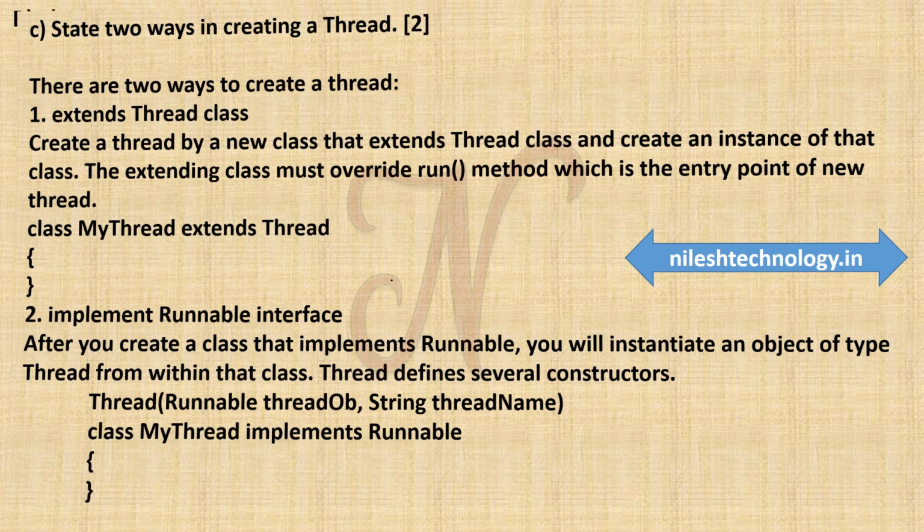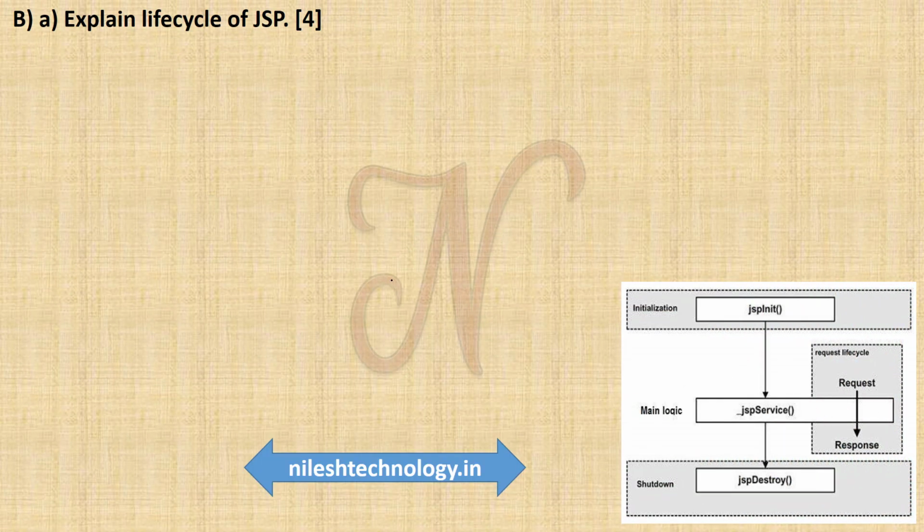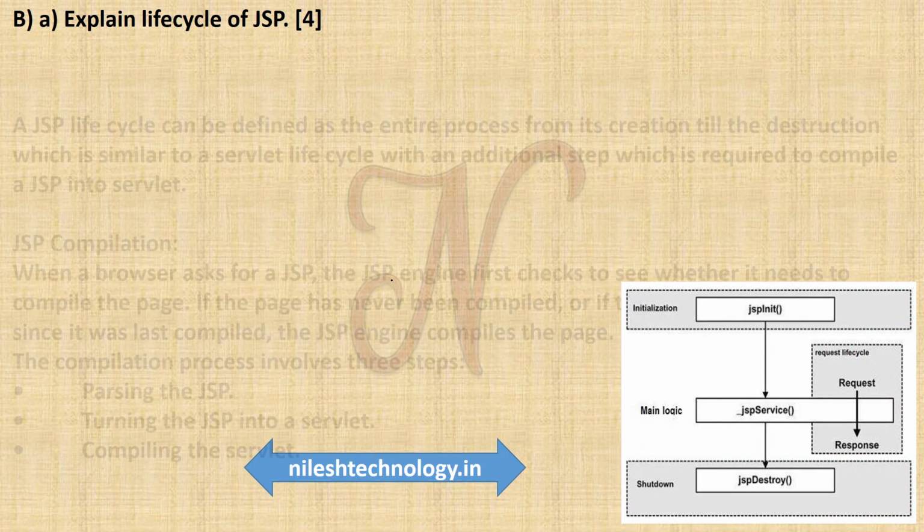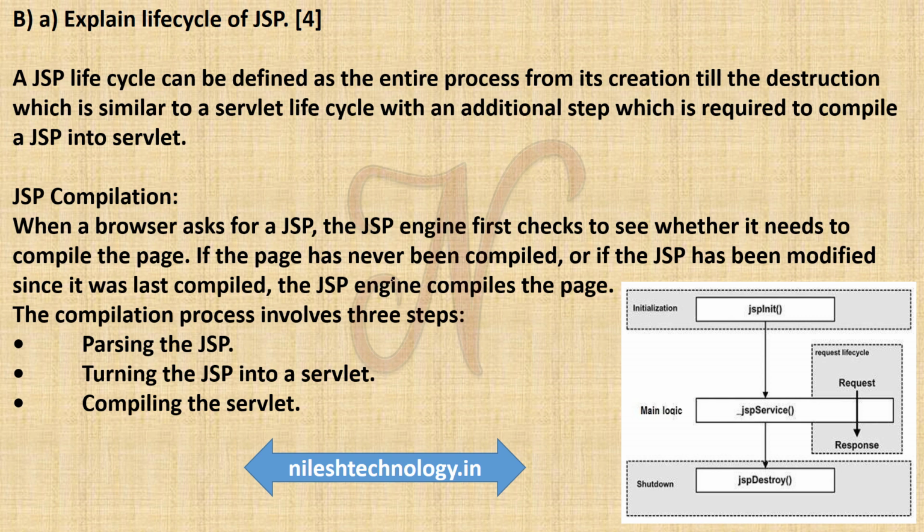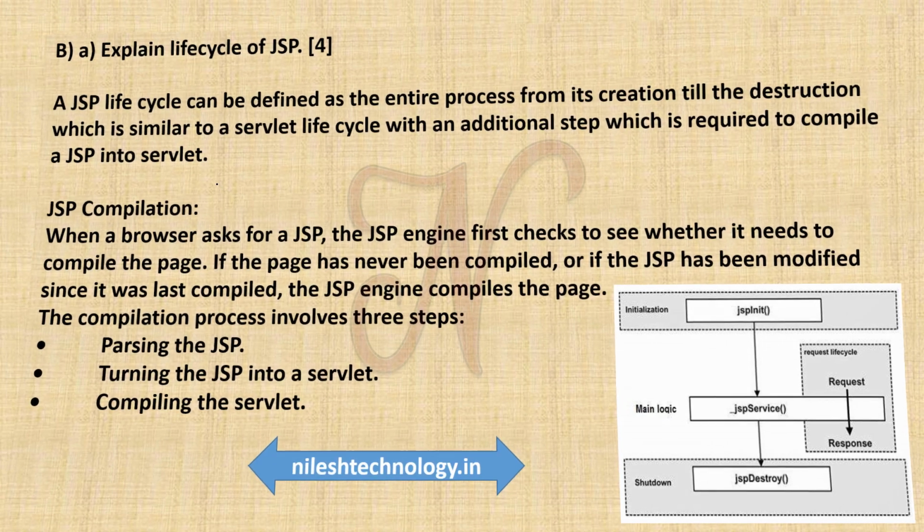See here, in b, first question is that explain the life cycle of JSP. Okay, so similar to servlet, there is a life cycle of a JSP. See, this is the one example. So first initialization. Okay, so this is your request response. Client and server communicate by using this service method, then destroy. Okay, first compilation phase.